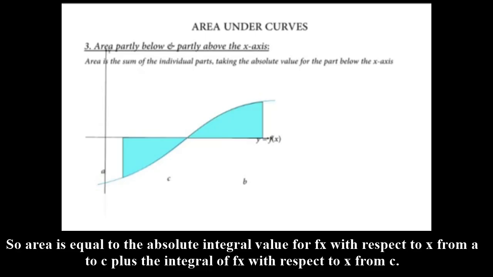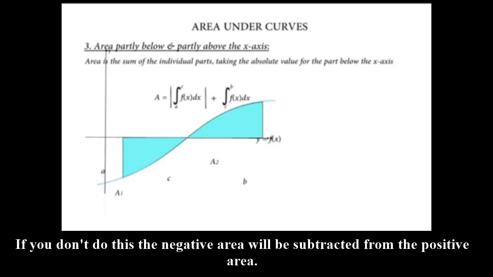So area is equal to the absolute integral value of f(x) with respect to x from a to c, plus the integral of f(x) with respect to x from c to b. If you don't do this, the negative area will be subtracted from the positive area.